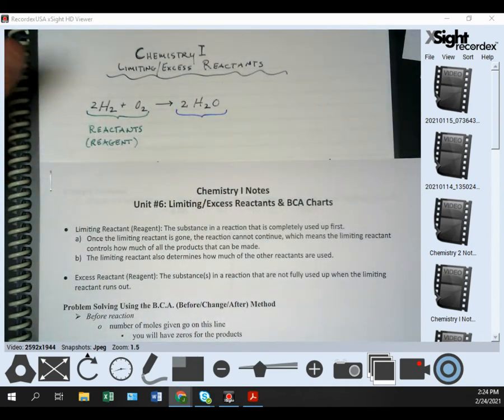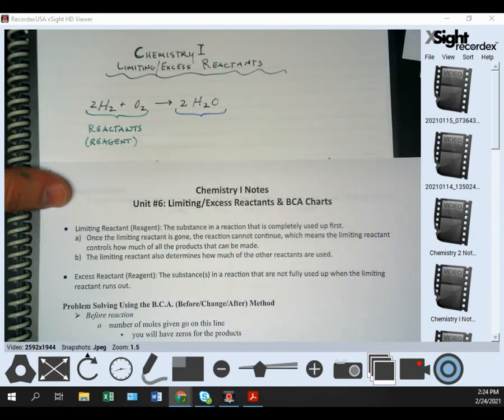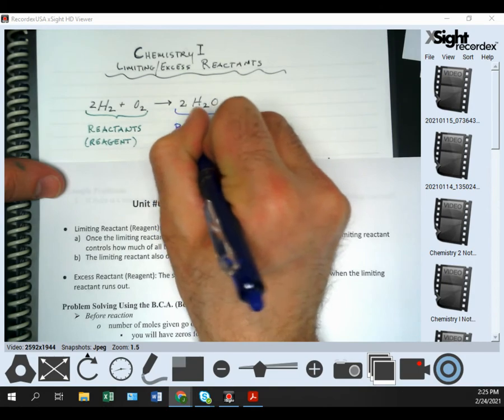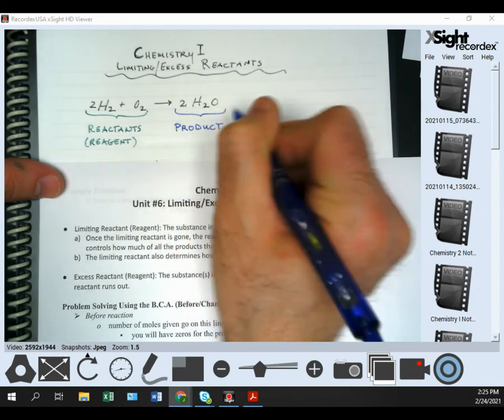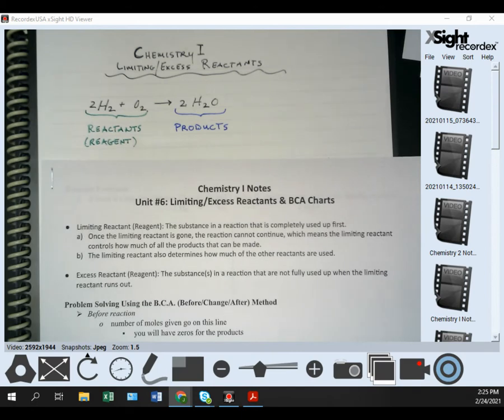What about the stuff on the right side? Anybody remember what those are referred to as? The stuff being produced, good, product. So this is the product or products on the right side. So we have the reactants, which is what's there before the reaction, and the products, which are made after the reaction.